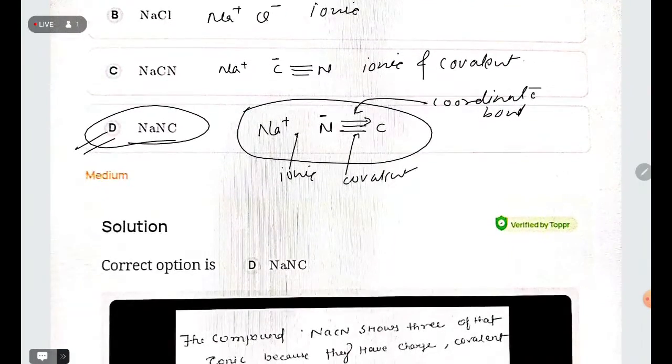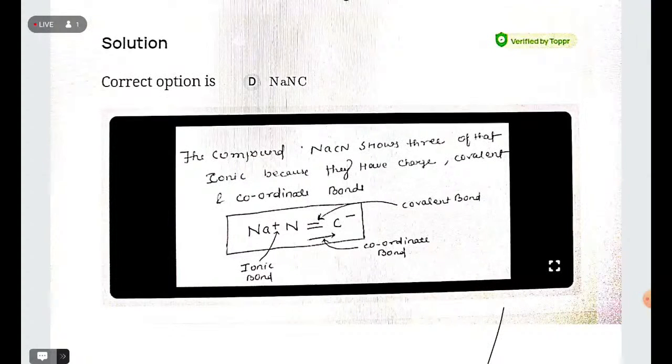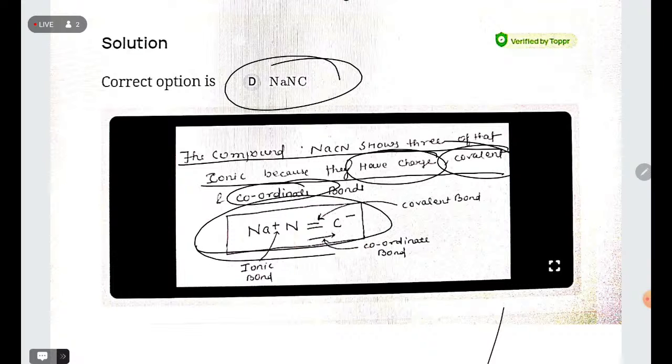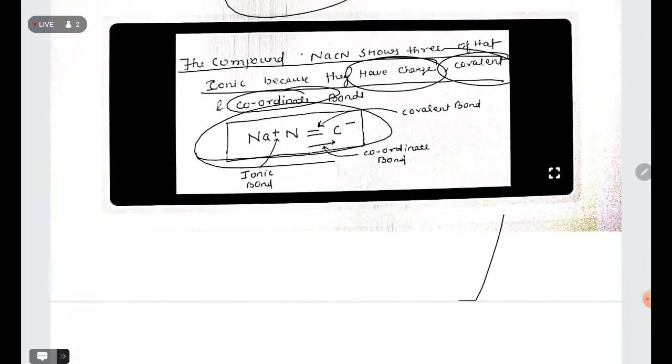Now let us try to understand the answer. The compound has all three: ionic because they have charge, covalent and coordinate bond. So our required compound is NaNC, sodium isocyanate.